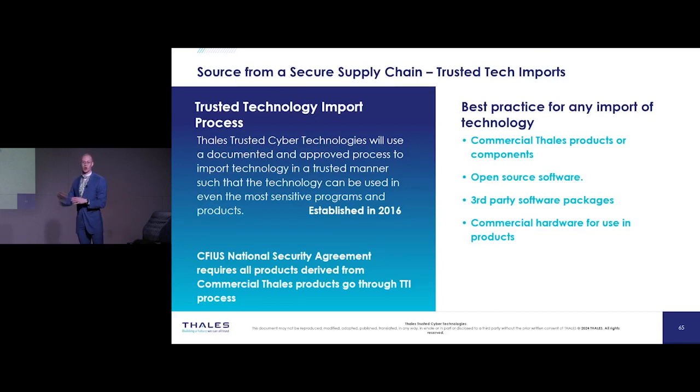So we do this against all sorts of things coming into our product. We do it from open source, any third party that's not necessarily open source. Commercial hardware that we're bringing into our product goes through this process, as well as anything we're bringing in from the global Thales commercial side of the company that we're bringing over to the government side. We also run it through this process.